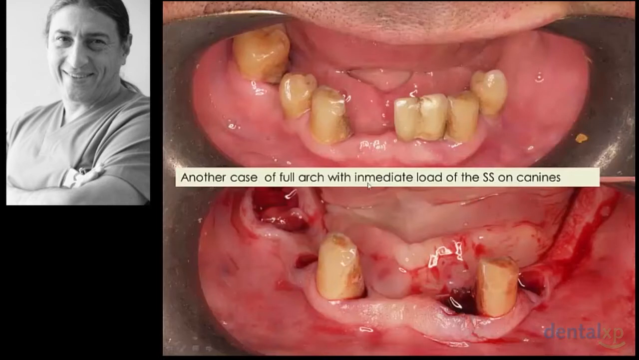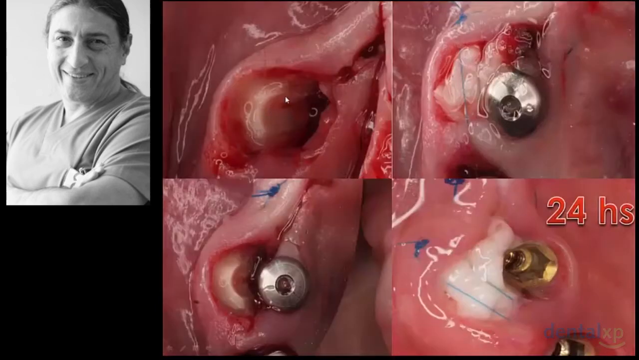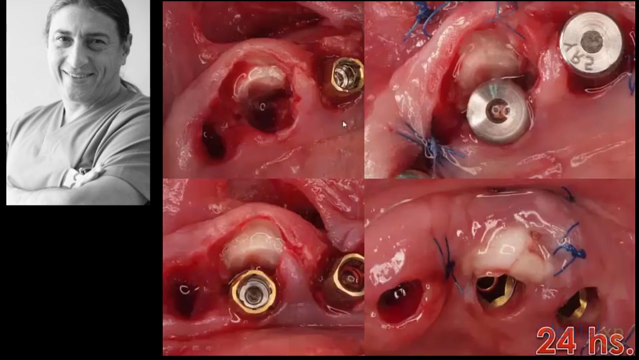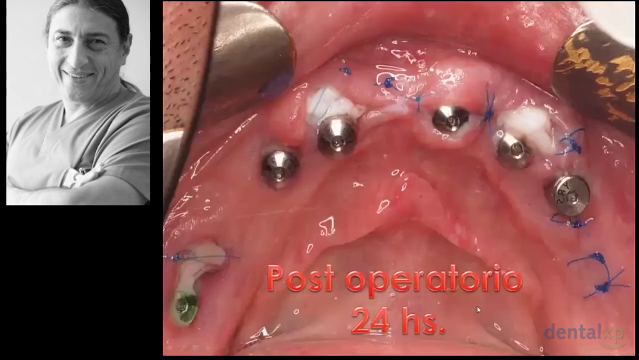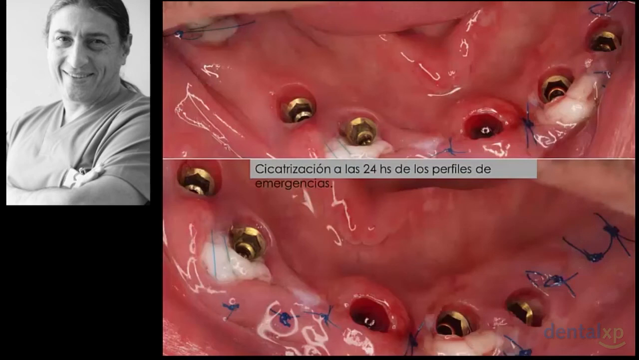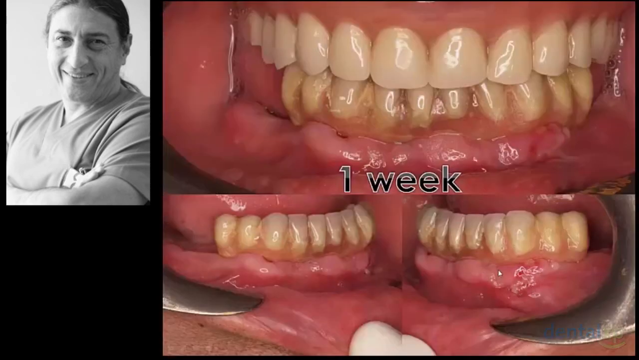Another case of full arch, but with immediate load on SS technique. Here we cut as always horizontally, vertically, and then we extract the lingual part, inserting the implant. You can see there we put some PRF on the gap. After 24 hours, this is the emergence profile that we have before the insertion of the immediate prosthesis, a screw prosthesis. You can see here the image. 24 hours, and here is the prosthesis in place, and a week after it's completely healed.